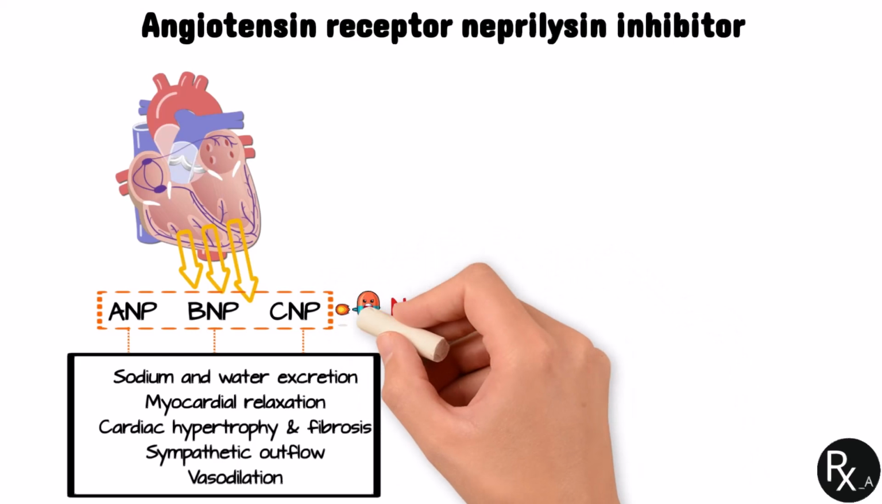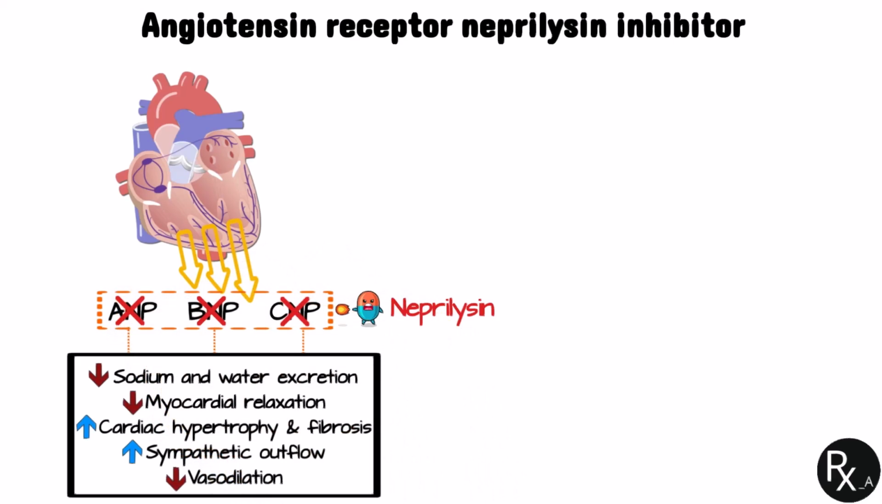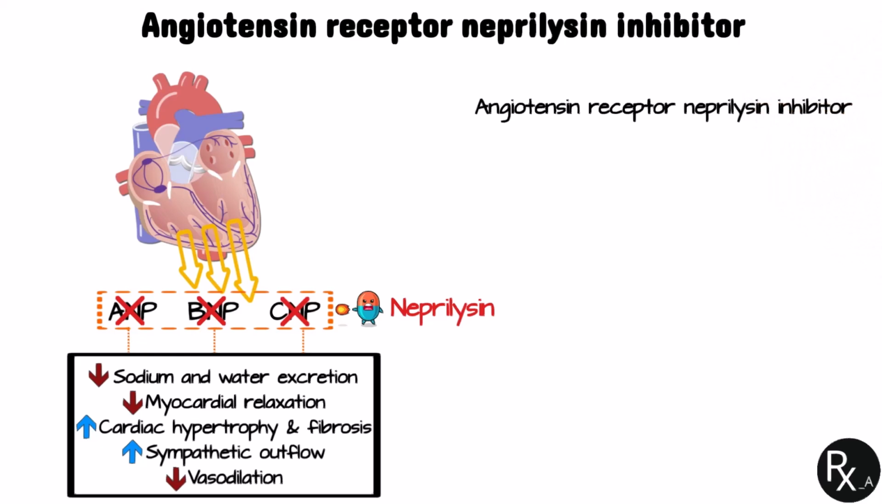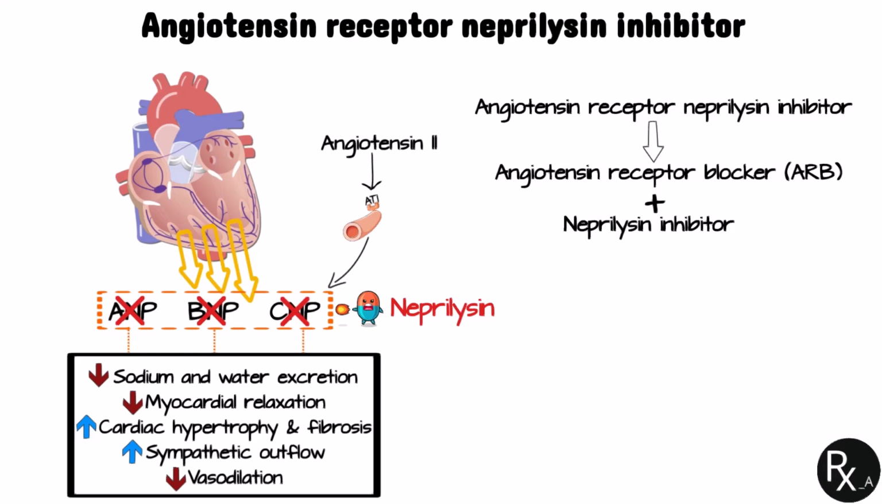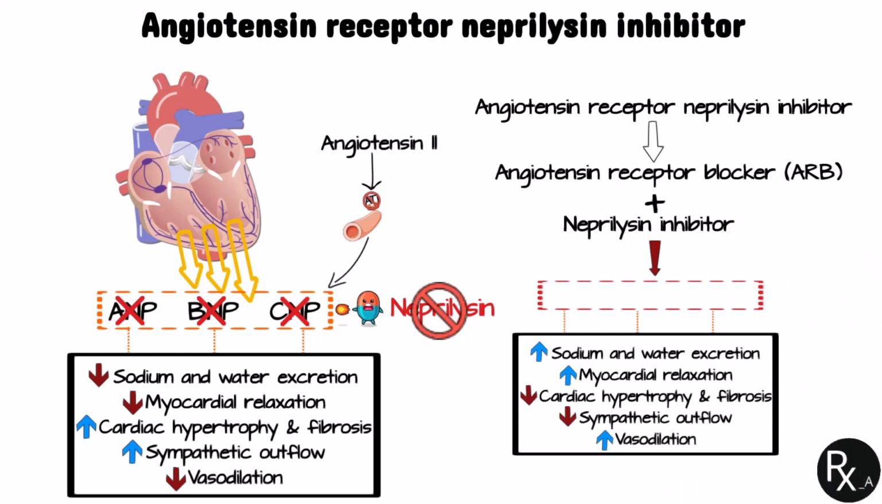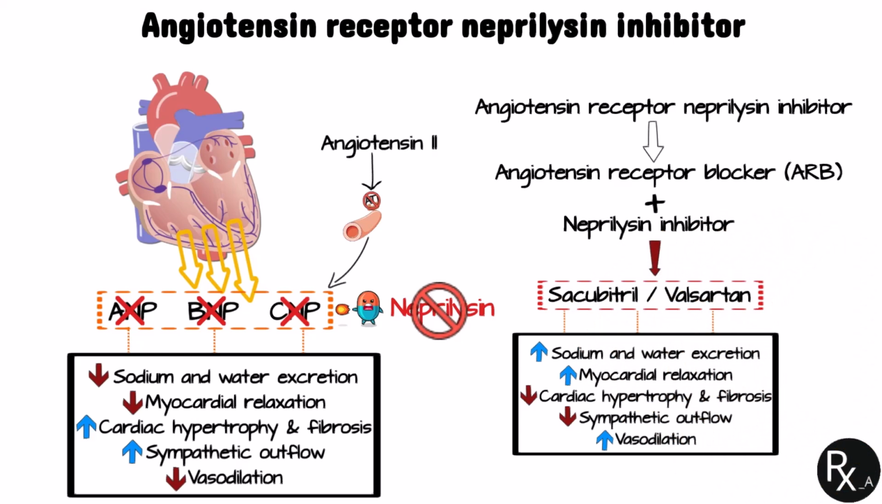Neprilysin, a circulating enzyme, now limits the positive effects of various natural vasoactive peptides such as ANP, BNP, and CNP by degrading them. Angiotensin receptor Neprilysin inhibitor simply combines an angiotensin receptor blocker and a Neprilysin inhibitor to simultaneously block the angiotensin II receptor as well as inhibit the Neprilysin enzyme, thereby preventing it from breaking down natriuretic peptides. This leads to an extension of the half-life of natriuretic peptides and an enhancement to their beneficial actions. Sacubitril valsartan is one medication example from this class.